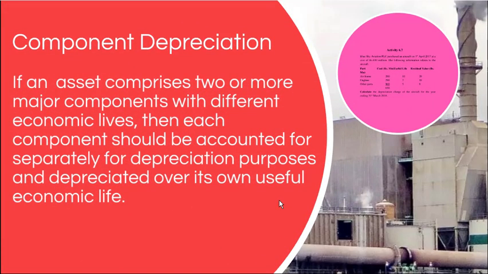Next, component depreciation. Sometimes some asset may include several major components which are having different economic life or different useful lives. In a situation like this, instead of depreciating the whole asset as a single asset, we can depreciate its parts, its major components differently based on different useful lives separately. For example, let's say you have a passenger flight, and passenger flight has the different major components.